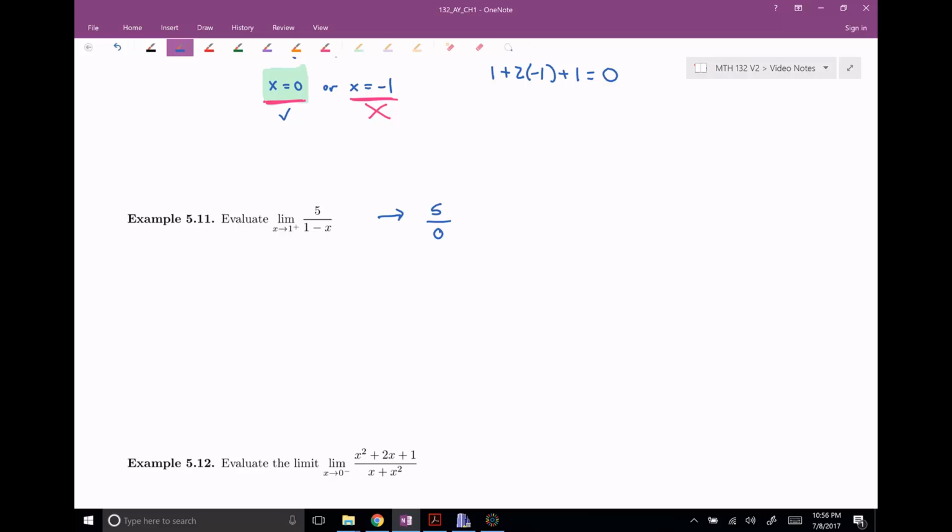We're approaching 1, but from the right-hand side. There are a couple different ways to reason through these, but I like to imagine that if I'm approaching from the right-hand side, I'm plugging in something a little bit bigger than 1, like 1.1 or 1.01 or 1.001. Something that's bigger than 1.